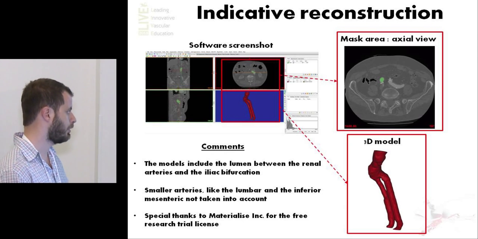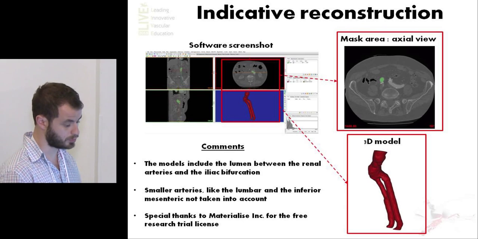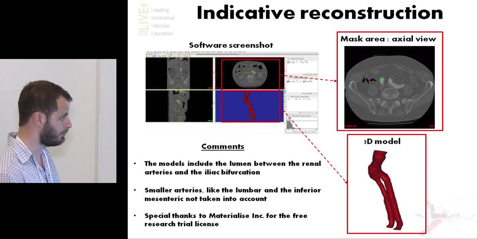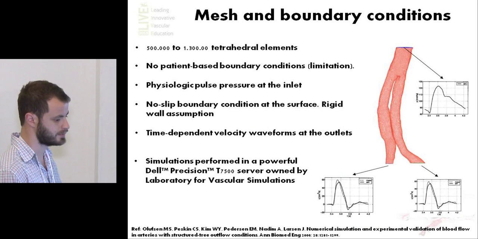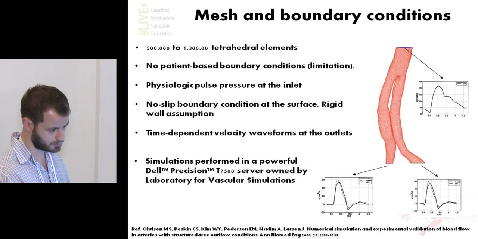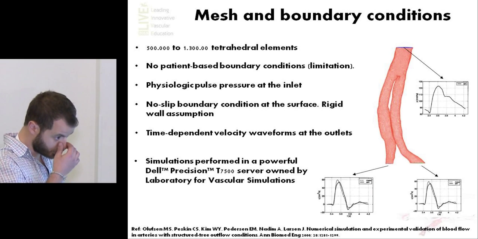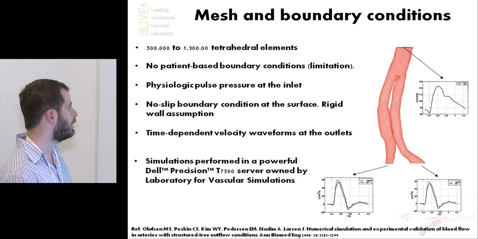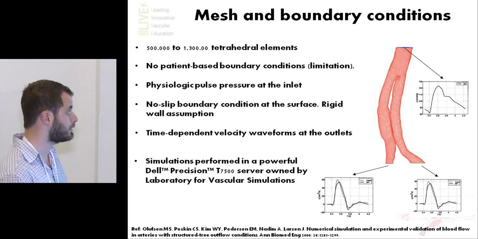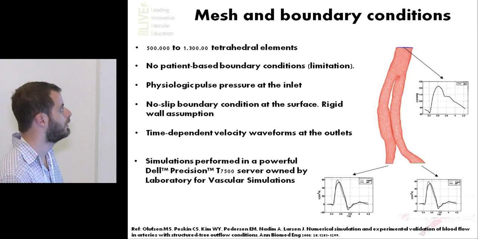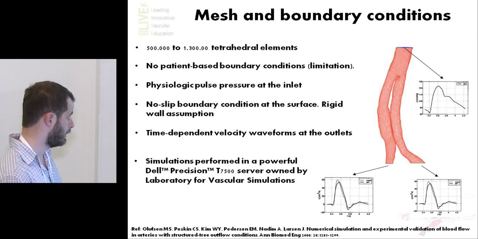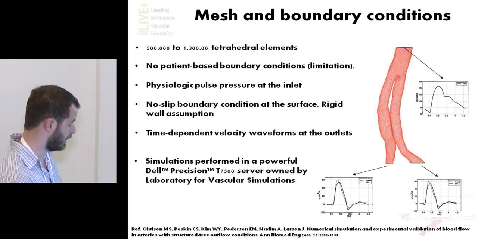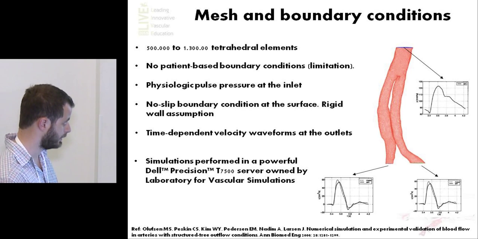The models include only the lumen between the renal arteries and the iliac bifurcation, and smaller arteries like the lumbar or inferior mesenteric were not taken into account due to lack of information about the blood outflow and probably the minor effect on the central hemodynamics. And we also need to build a mesh and apply some boundary conditions on our models. Our meshes were composed of tetrahedral elements in a range of 500,000, 1,000,000, and 300,000. We didn't have patient-based boundary conditions, which is a limitation of the study.